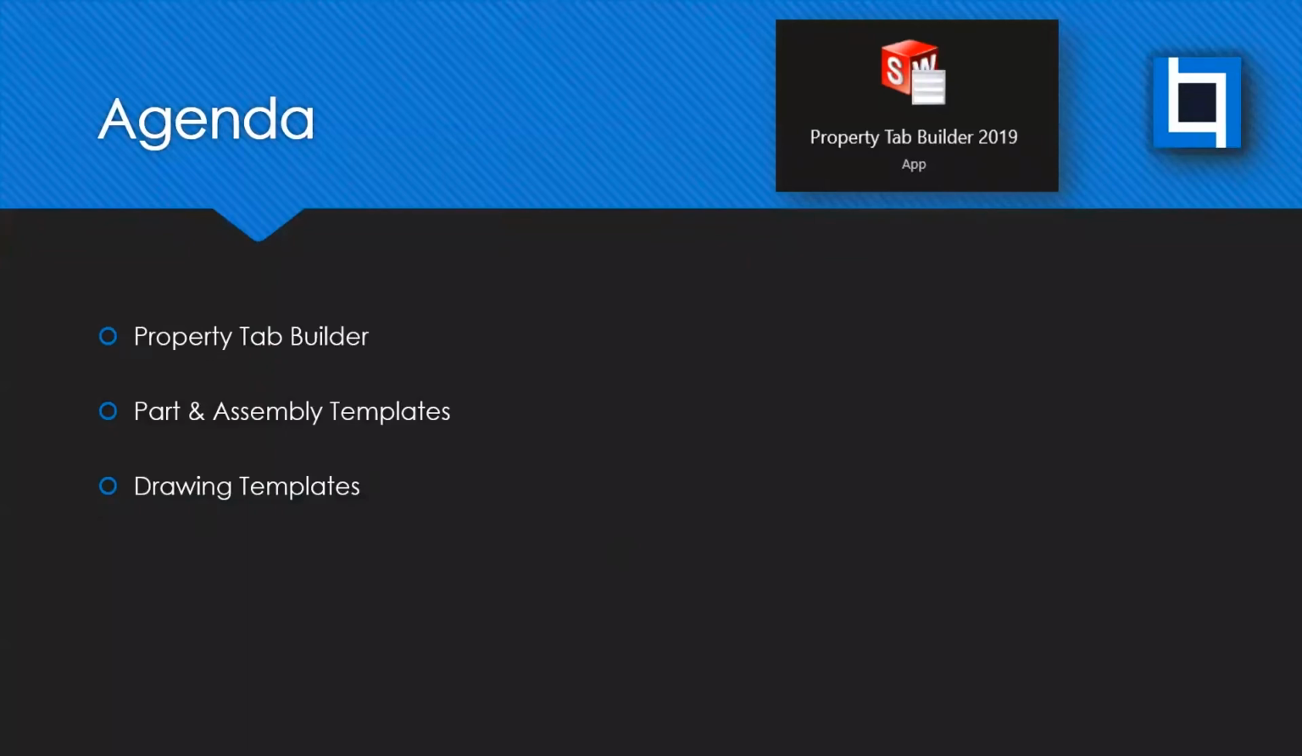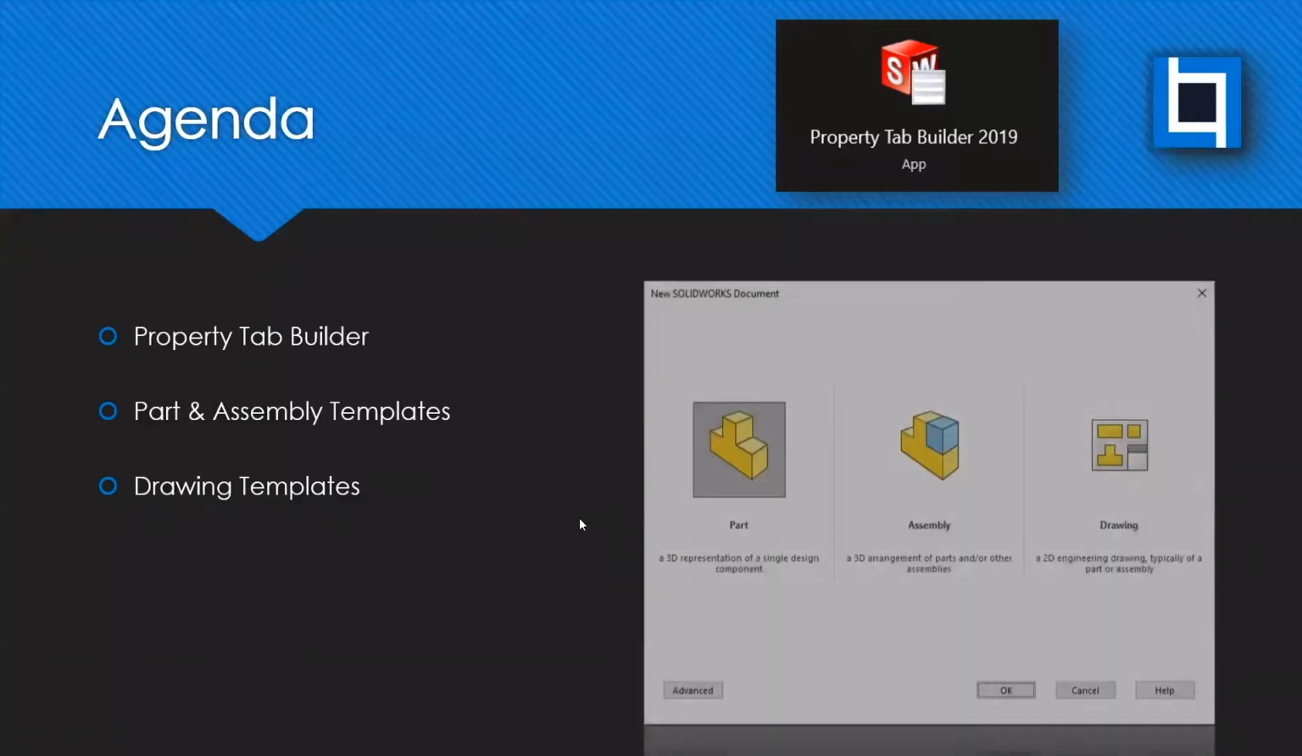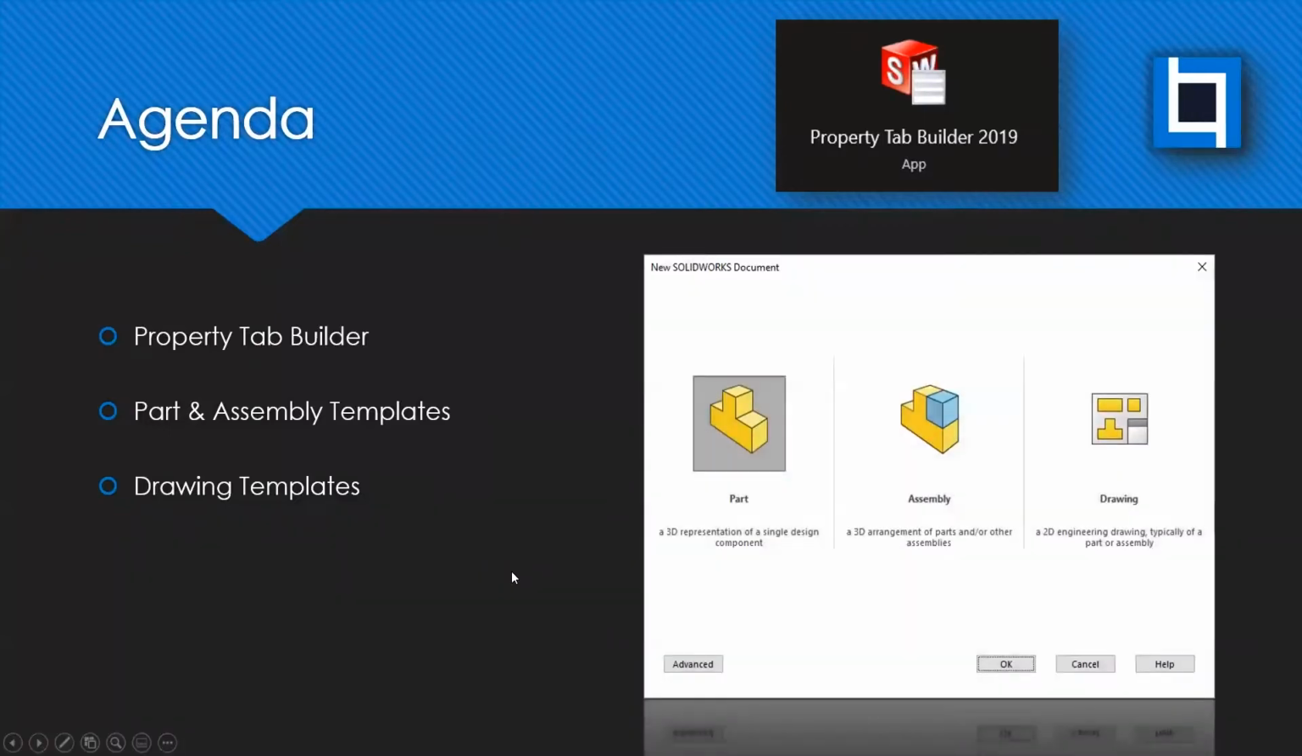We're going to use Property Tab Builder, which is going to write variables to our custom properties. Those custom properties are going to be tied to our part and assembly templates. Also, our part and assembly templates are going to be referencing the custom property that we designed in the Property Tab Builder. And that will all translate to the drawing template, which is also associated with the sheet format where all of our notes lie. So I know that was kind of a lot going on, but I'm going to help make sense of all of that.